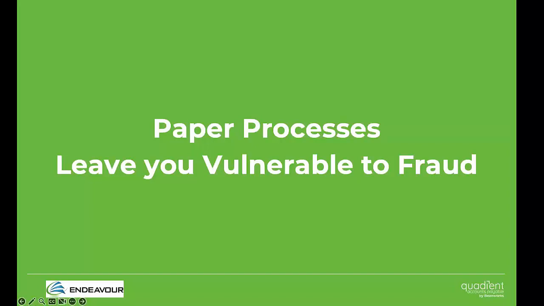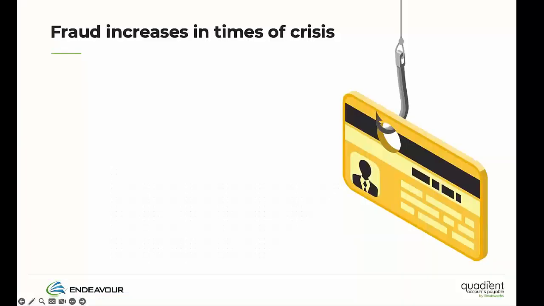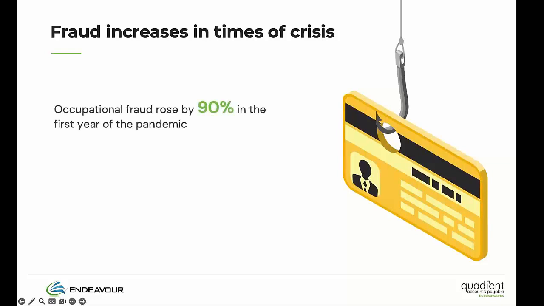Now we're going to turn our attention to fraud and how reliance on paper-based practices leaves you vulnerable to it. Now, fraud has always been a concern for financial departments, but during times of crisis and uncertainty, it becomes especially difficult. As organizations adopt a new way of operating, scammers are better able to spot weak spots to take advantage of. And that's one of the reasons occupational fraud rose 90% in the first year of the pandemic.